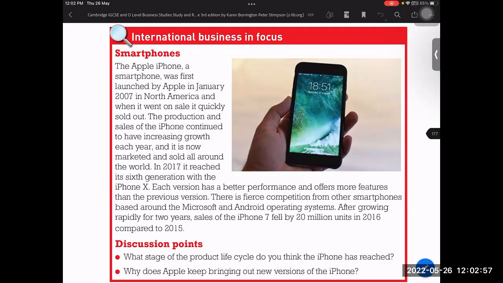Maturity stage, development, saturation stage, introduction, decline.